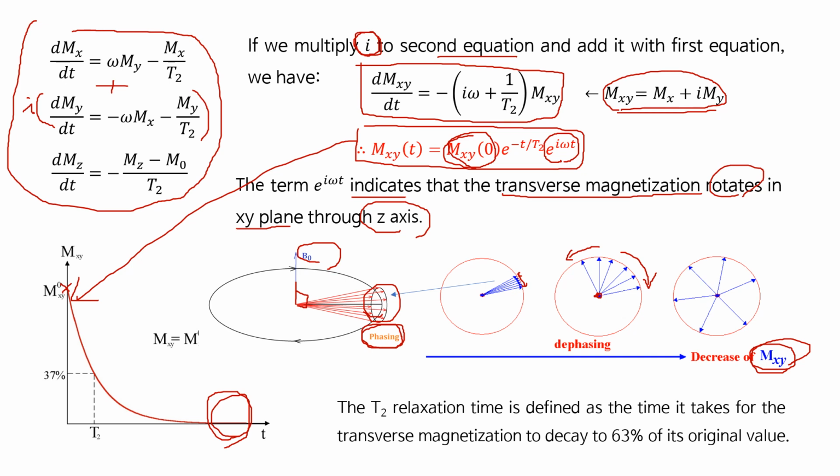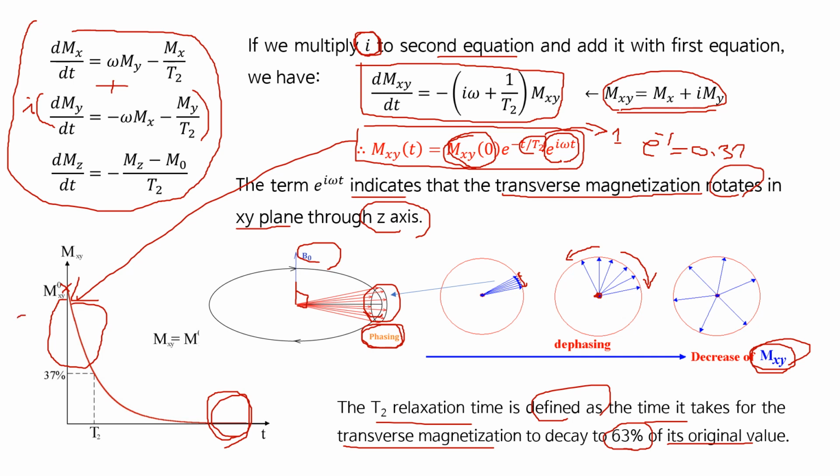And T2 relaxation time is defined as the time it takes for the transverse magnetization to decay to 37% of its original value, which means that this term becomes 1. So that means exponential minus 1, that is 0.37, right? So 63%, this is 63%, right? Percent is lost. That time is called the T2 relaxation time.